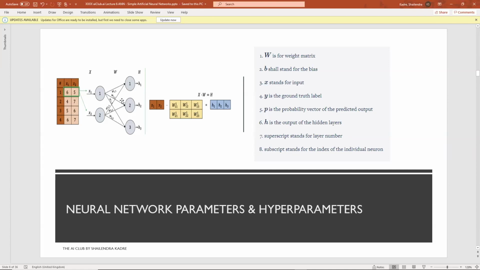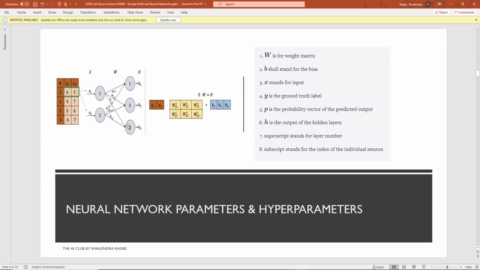See here on the left-hand side I have shown a small neural network with 2 input nodes and 3 hidden layer nodes. Can anyone tell me how many weights will be there between the input layer and hidden layer? 6 weights, right? 3 into 2, right? How many biases will be there?